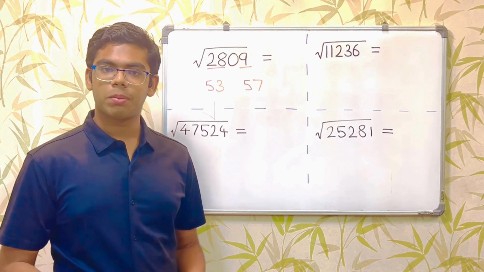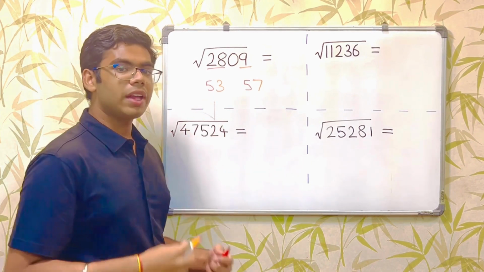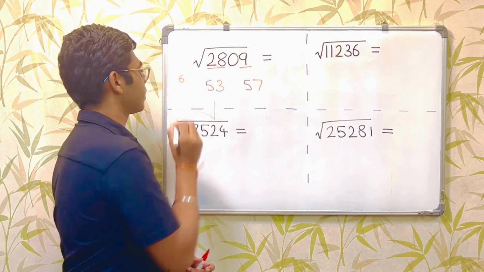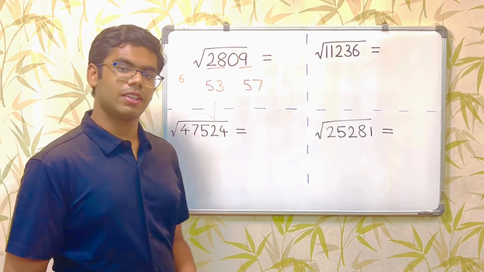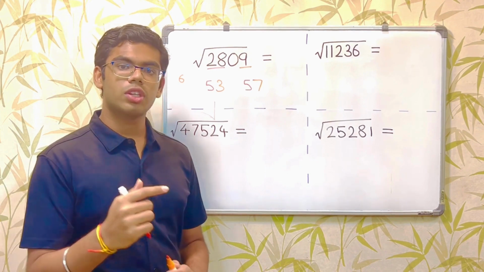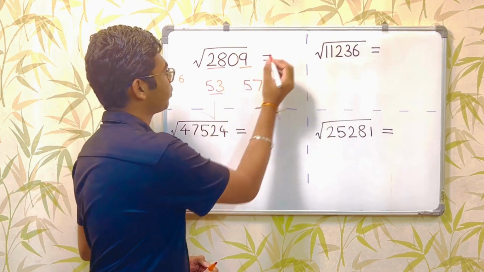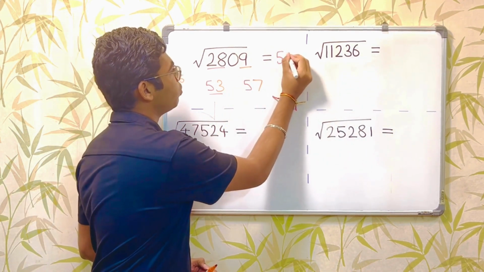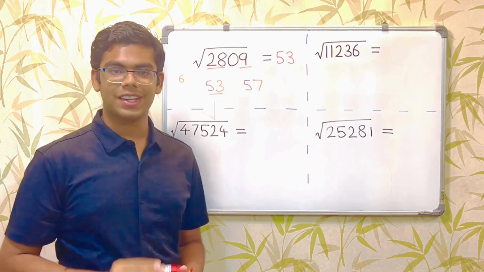For our final step, we'll multiply 5 by its next number, which is 6. 6 into 5 is 30. 30 is greater than 28, so we would choose the smaller number, 53. So the square root of 2809 is 53.